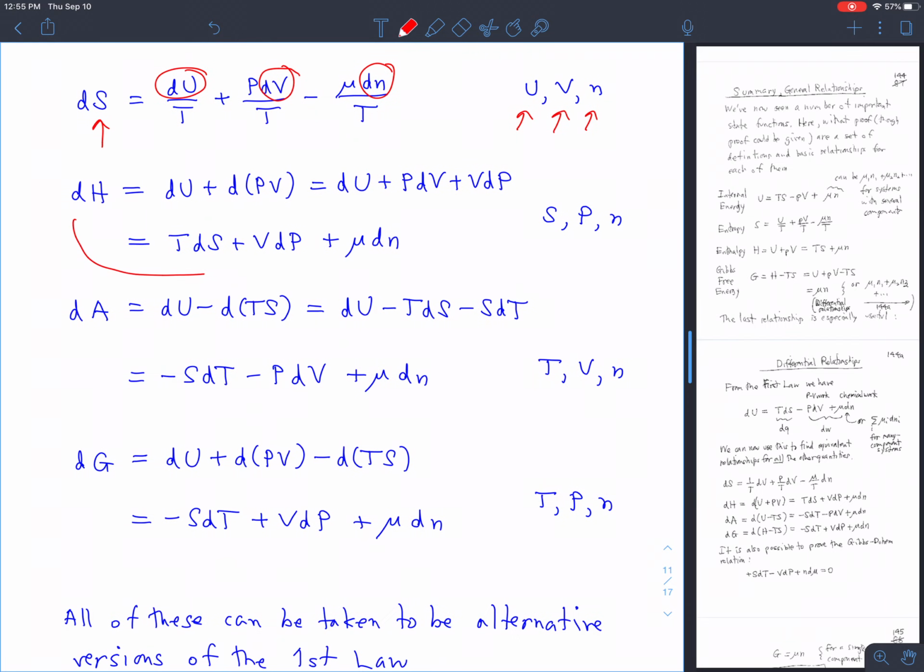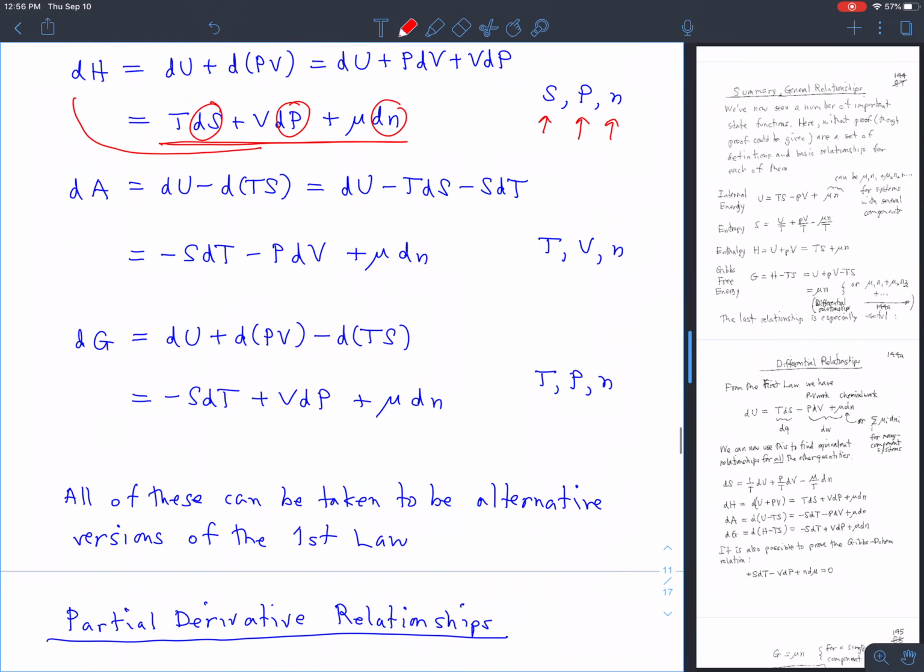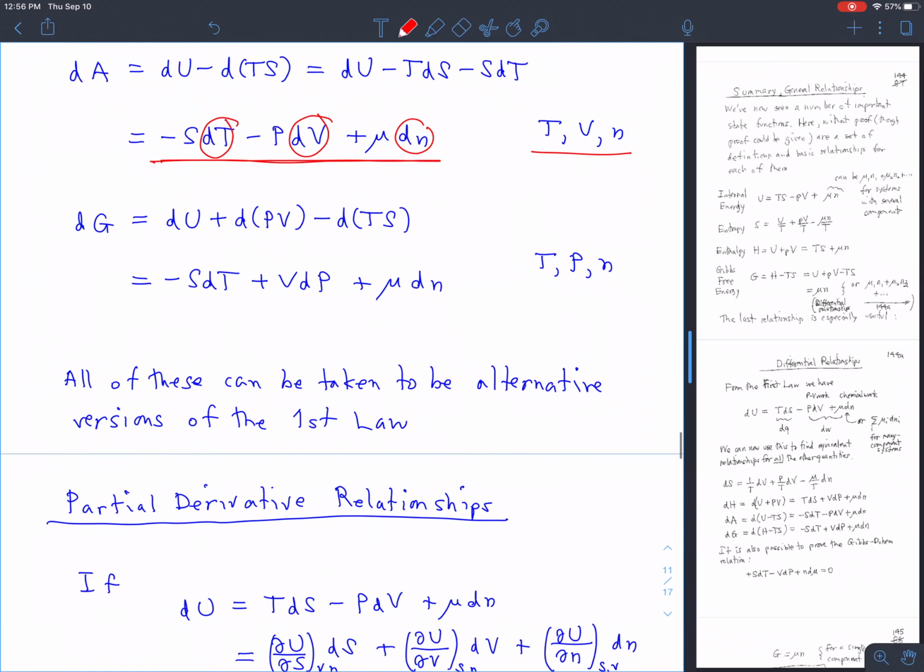Now, after a little bit of algebra, I get this differential expression for enthalpy, and again, I can pick off the natural variables, and they're entropy, pressure, and mole numbers. Likewise, for the Helmholtz free energy, I can get a first law-like differential expression, and the natural variables are temperature and volume and mole numbers. And finally, for the Gibbs free energy, again, a differential expression with natural variables: temperature, pressure, and mole numbers.